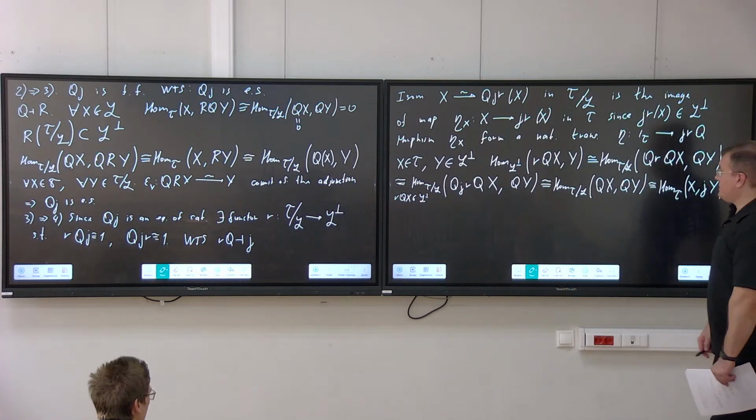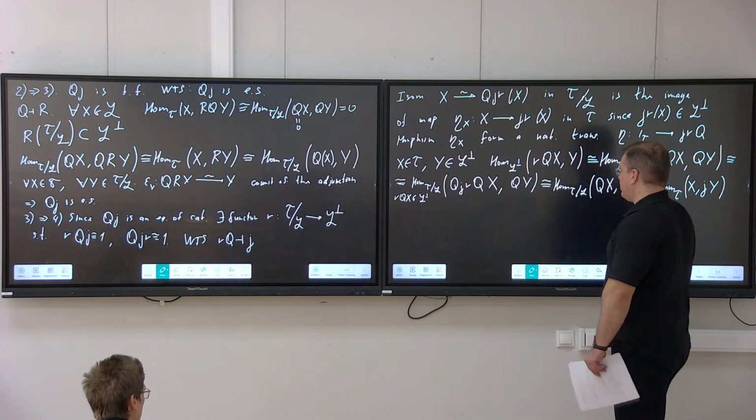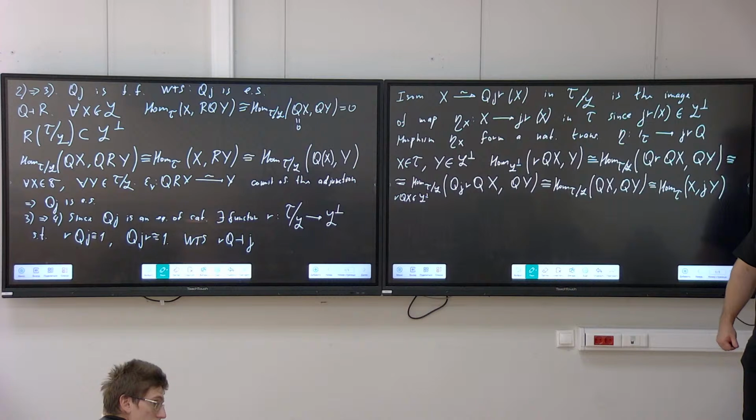Well, by the assumption, I'm writing hom in the right orthogonal, right? But I can as well just write hom in the T. This is the same hom. As we say that J is fully faithful, J is fully faithful by the definition, yes. So it is equivalent to say that this hom is in tau.